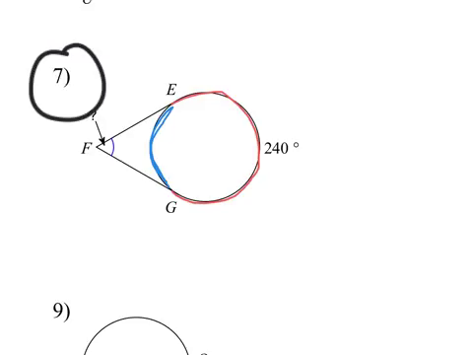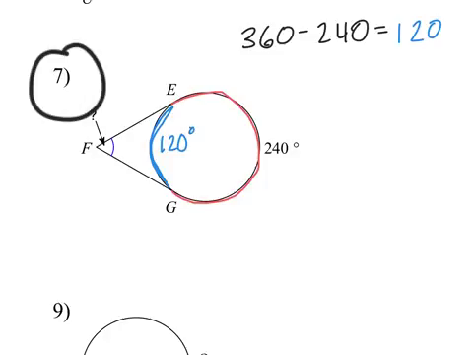And so if we subtract 240 from 360, 360 minus 240, that's going to equal what the blue one is. And 360 minus 240 is 120 degrees. So the blue arc is 120 degrees. And now we apply the same idea that we did in problem number 1. Subtract the two arcs, divide it by 2, and that will give us the measure of the angle.